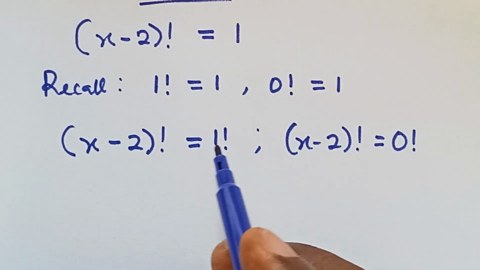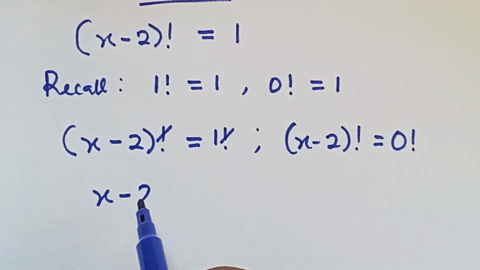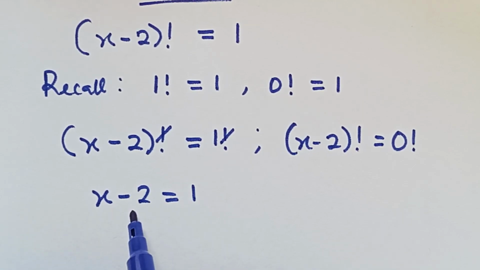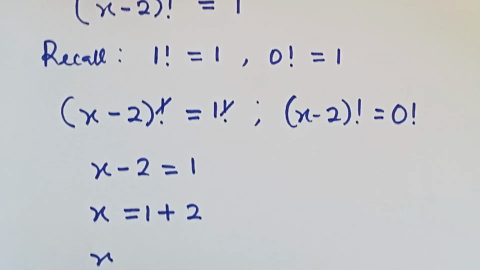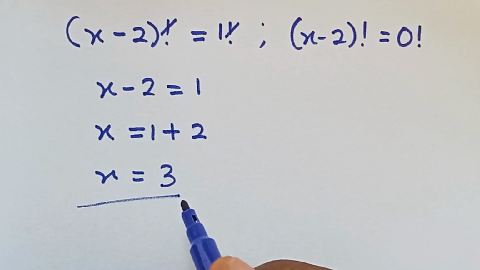All right, so now let's solve this. This factorial, we cancel this factorial. We have x − 2 = 1. We take −2 to the other side, it becomes +2. And here we have our x to be 3. This is the value of x.